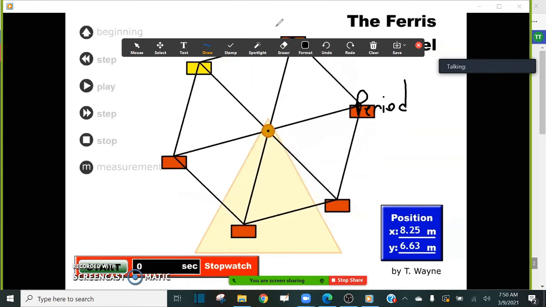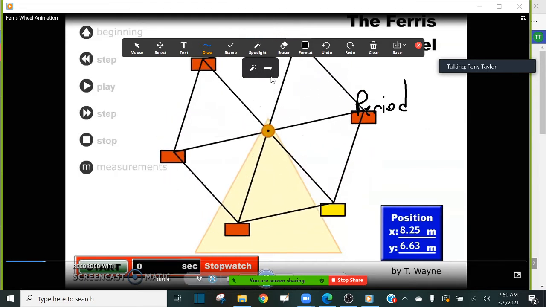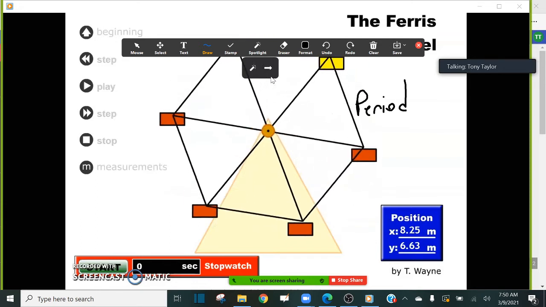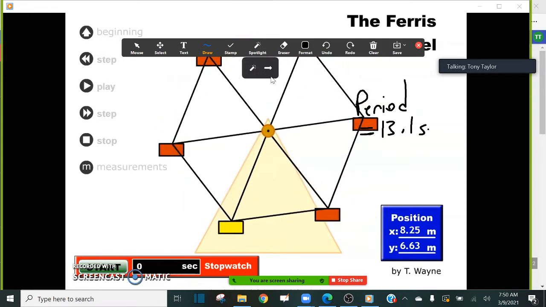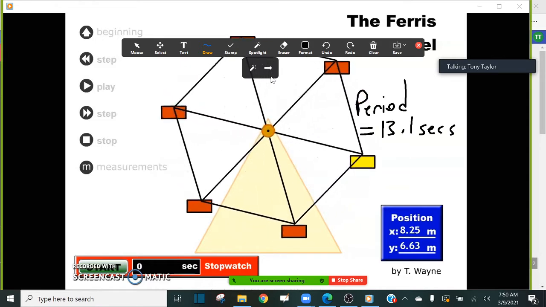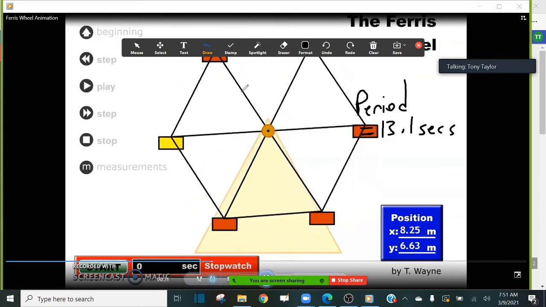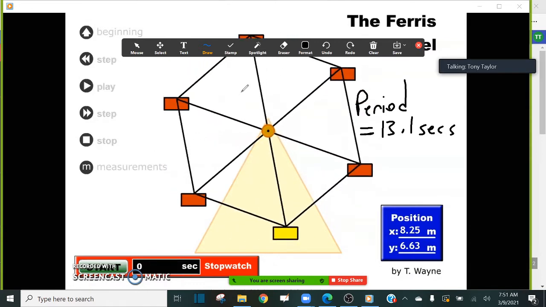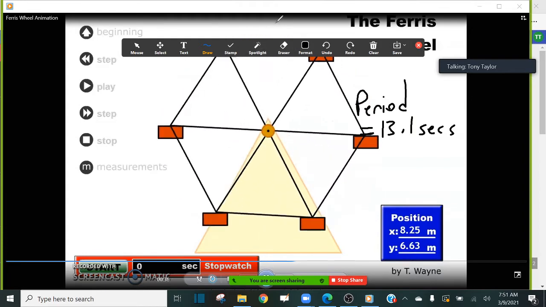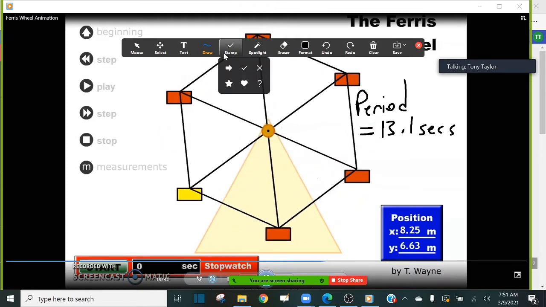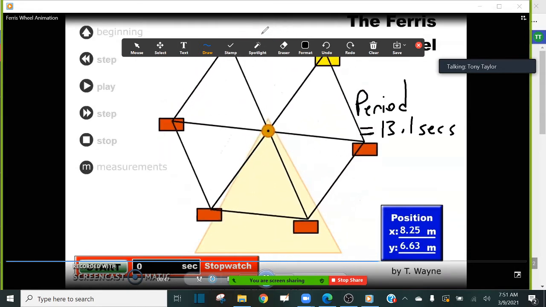And stop. Okay. So guys, my stopwatch shows that my period was 13.1 seconds. So I'm going to write that down. My period was equal to 13.1 seconds. That's what I mean when I say period. Period just refers to the time it takes for that object or that system to go one cycle. So in this case, the yellow box here. If you pulled out your stopwatch and looked at how long it takes for the yellow box to start here, go all the way around and come back here, that took 13.1 seconds. So that is our period.